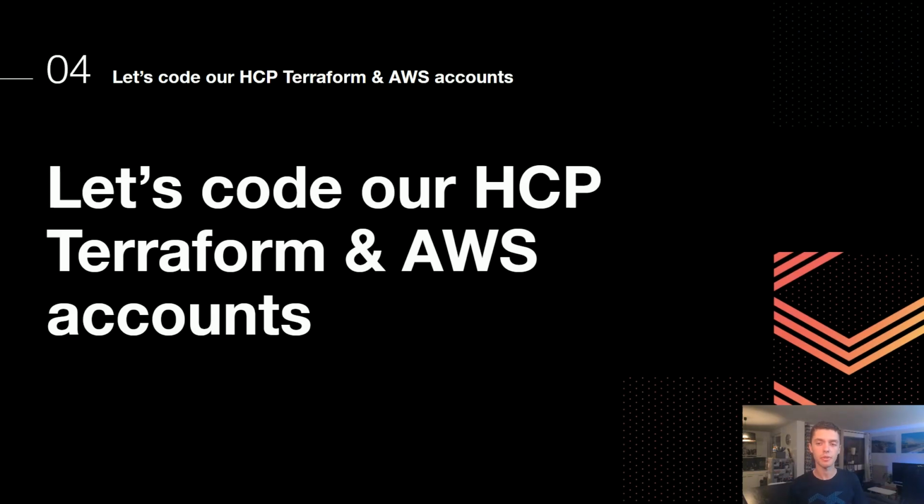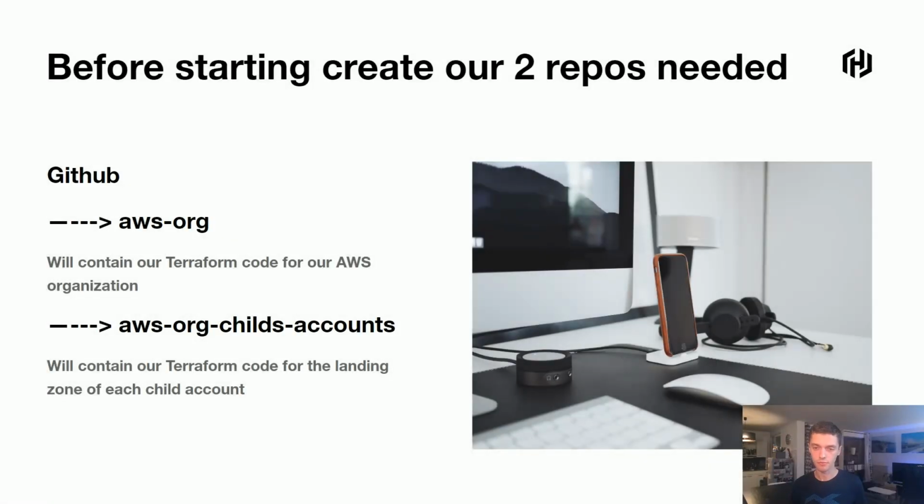Now we'll see how we can implement this. As I was explaining just before, we have two GitHub repositories. We have the AWS org, which will contain all of our Terraform code for AWS Organizations, but also the observability account. And we have another GitHub repository for the child accounts that will contain our landing zone. Here we just have the CloudWatch link, but if you want later to create some roles, whatever, you can do it in this stack, and it will be created like general rules for all accounts.